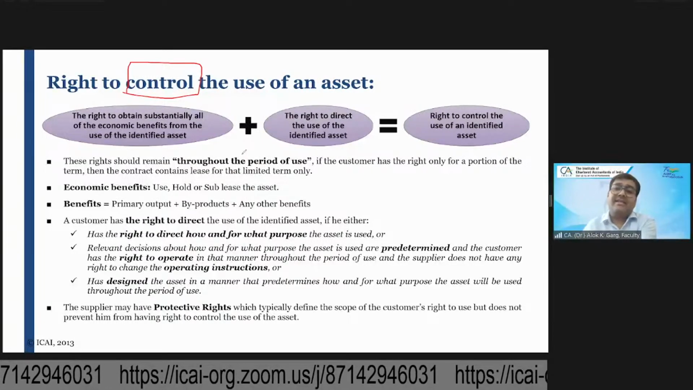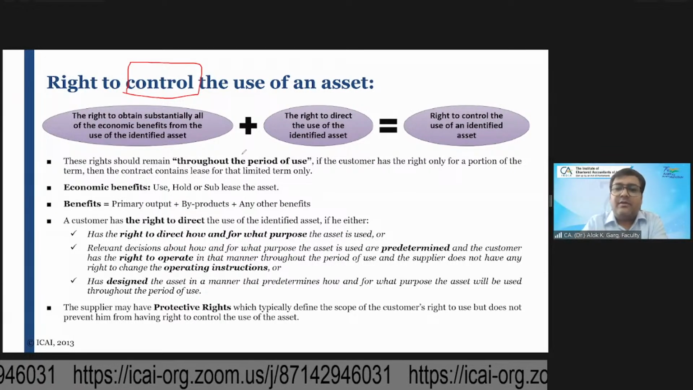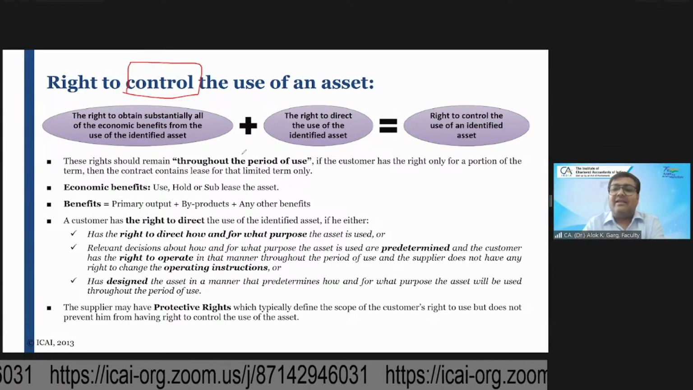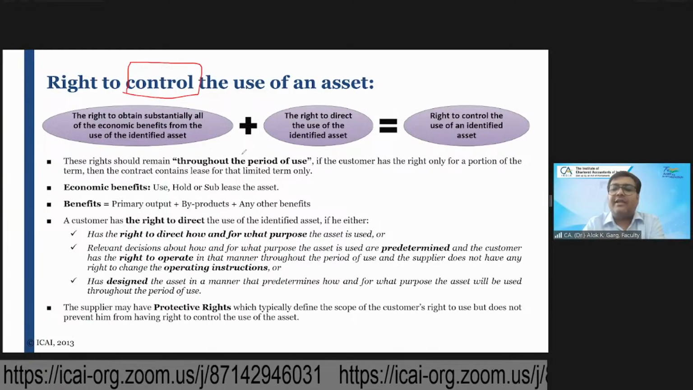So Rahul is asking, sir, in the exam, if the lessor has a right to replace the asset, then what is the accounting in that case?